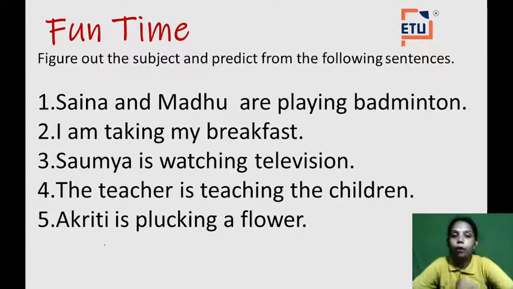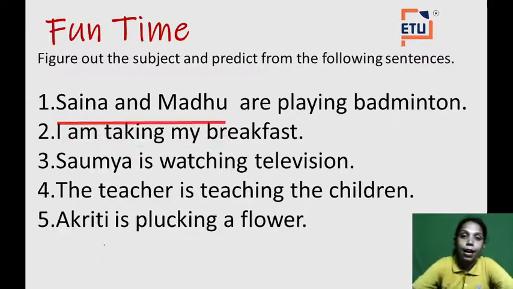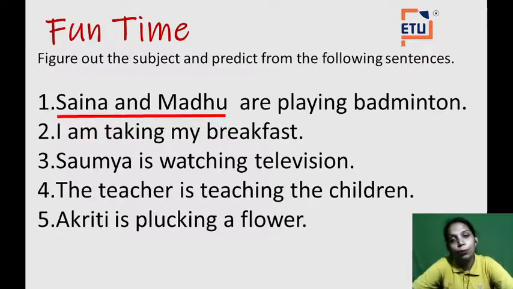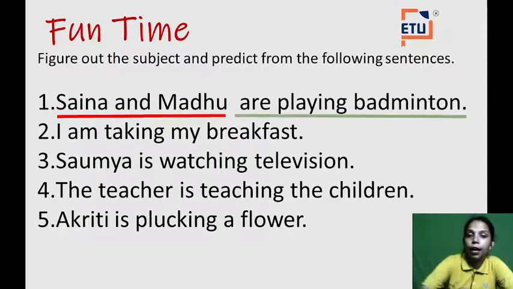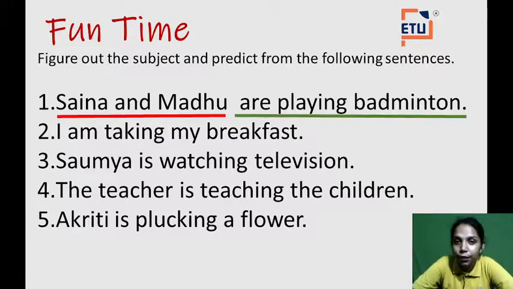Now tell me, Saina and Madhu are playing badminton. About whom are we talking here? We are talking about Saina and Madhu. So Saina and Madhu are the subject. Now, what are they doing? Including the verb, they are playing badminton. So are playing badminton is the predicate.